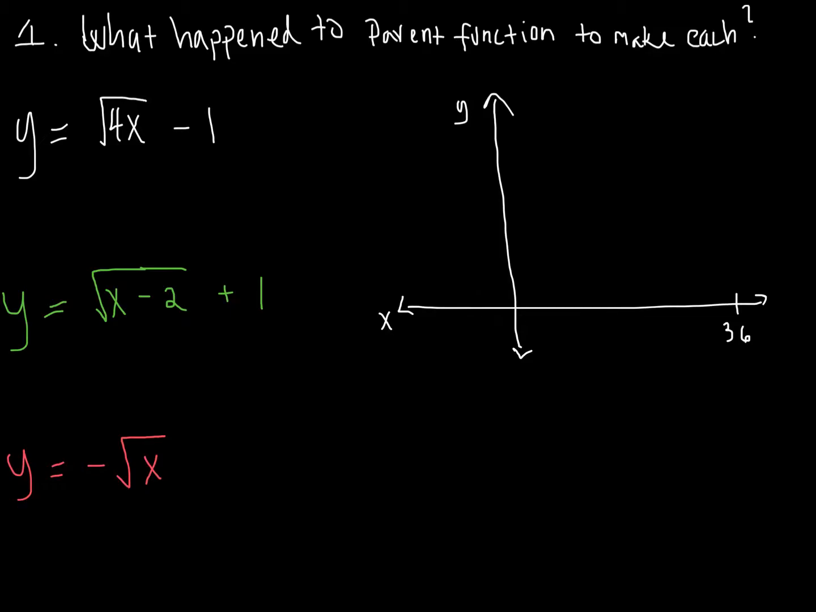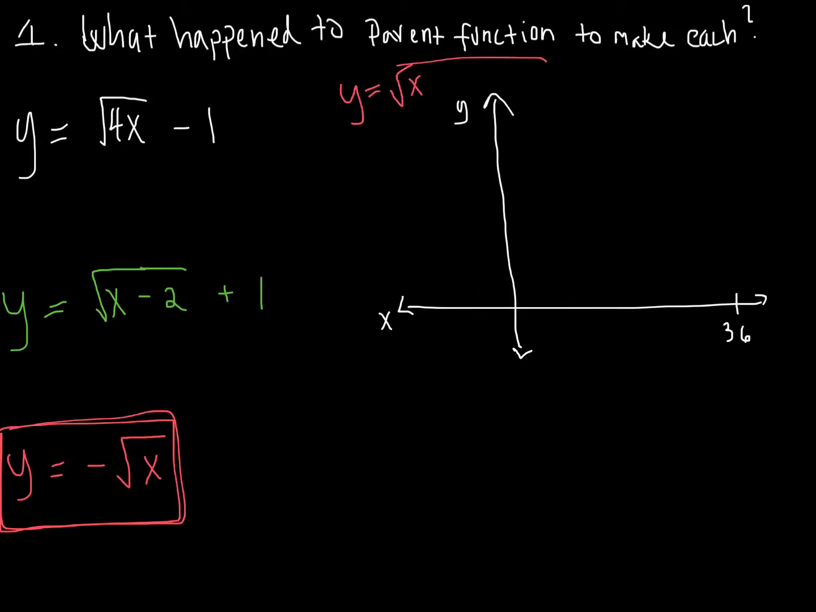All right, so the first thing that I want you to do, and I'm going to mention this first, is that for this last function here, in your comment, I want you to write what you think the transformation was that happened to the parent function. Of course, the parent function is just the parent function y equals square root of x. What happened to the parent function in order to create this function? So how will the graph be a little different?